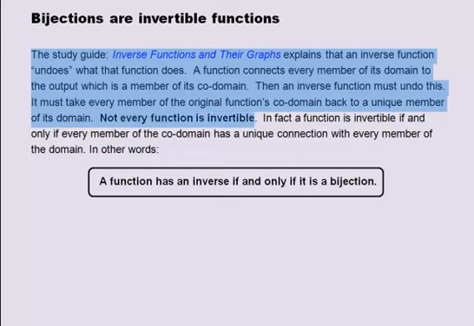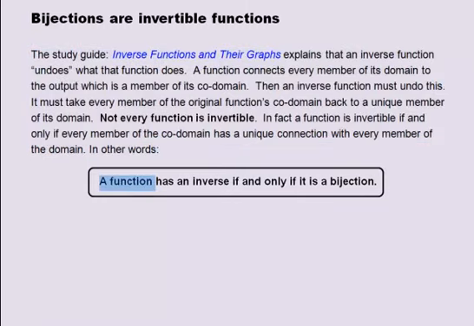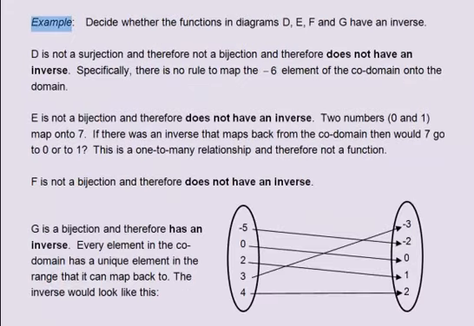Not every function is invertible. In fact, a function is invertible if and only if every member of the codomain has a unique connection with every member of the domain. In other words, a function has an inverse if and only if it is a bijection. Example: decide whether the functions in diagrams D, E, F and G have an inverse.